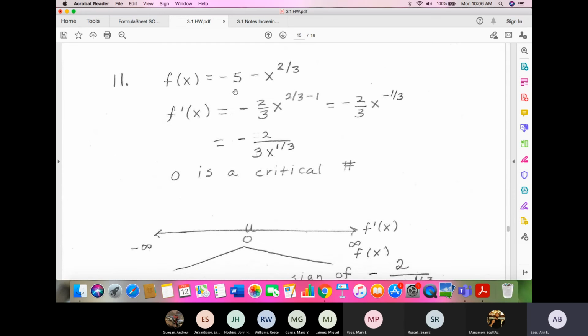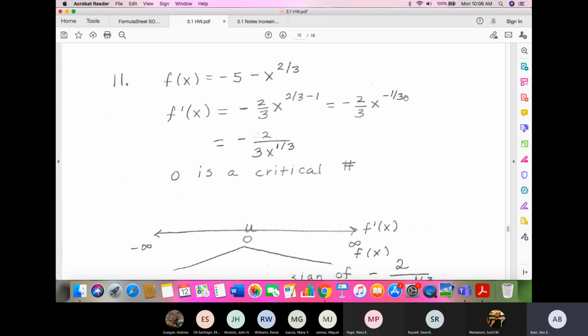Here's our original function. We want to find the first derivative. We'll differentiate term by term. That -5 is an additive constant. The derivative is 0. Copy down this negative sign. The 2/3 comes down in front. The simple power rule: the x we copy over. To get the new power, we take the old power and subtract 1. And when we do that, this is 2/3 minus 3/3, which is -1/3.